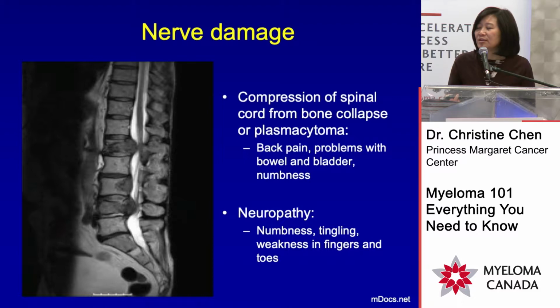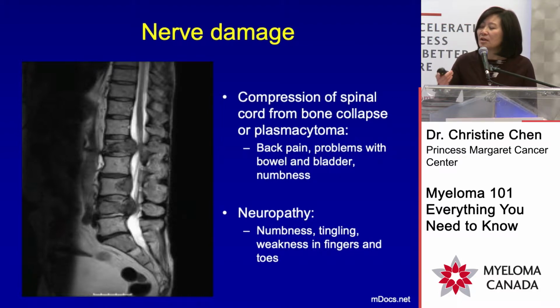We also can see nerve damage. There are a variety of mechanisms behind that as well. One of them is if the myeloma is creating a lump of a tumor or even just the bone fragments from your spine that are pushing out against the spinal cord.